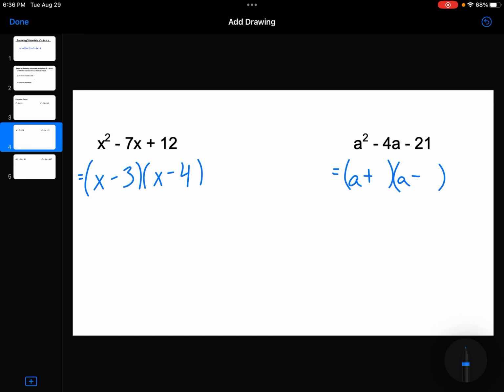So the only way to get 21 is 1 and 21, or 3 and 7. Now I know 21 minus 1 is 20, so that doesn't work. But 7 minus 3 gives me 4. So I know it's 7 and 3, but I need to have a bigger number to be negative because I have to add to -4. So that's the way I'm going to write it.